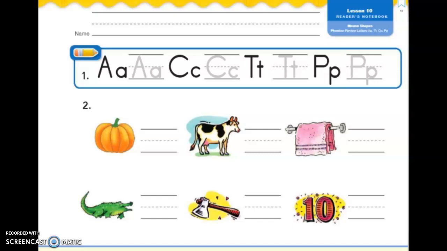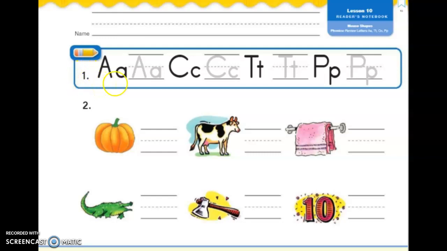All right, kindergarten, you should have your reader's notebook open to page 61. And on that page, you are going to first write your name at the top on that dotted line where it says name. And after you write your name, we are going to trace over these letters in the box with a 1.